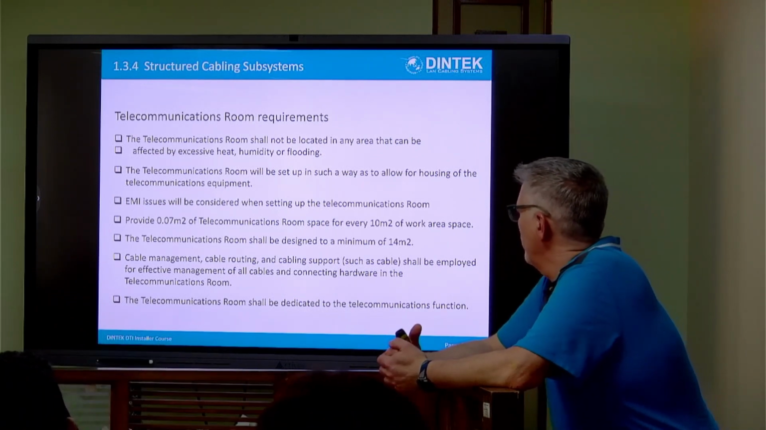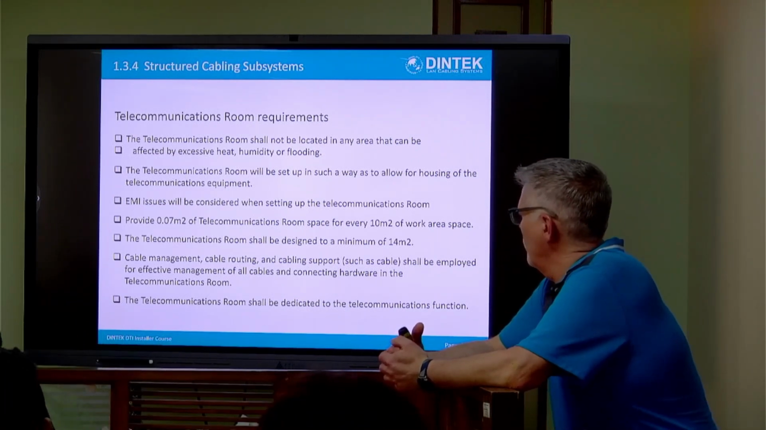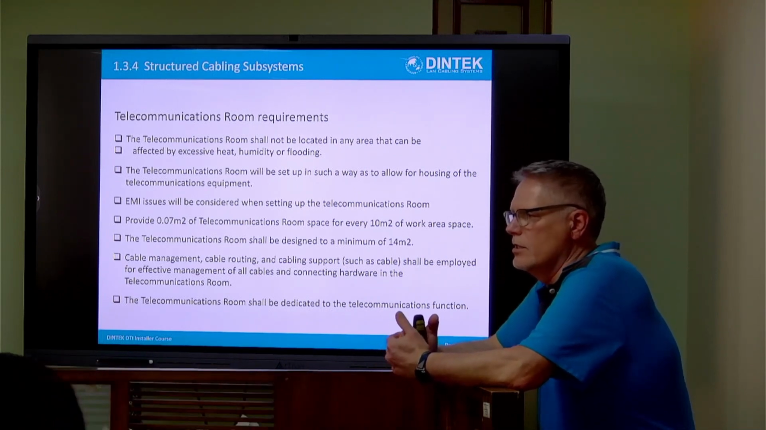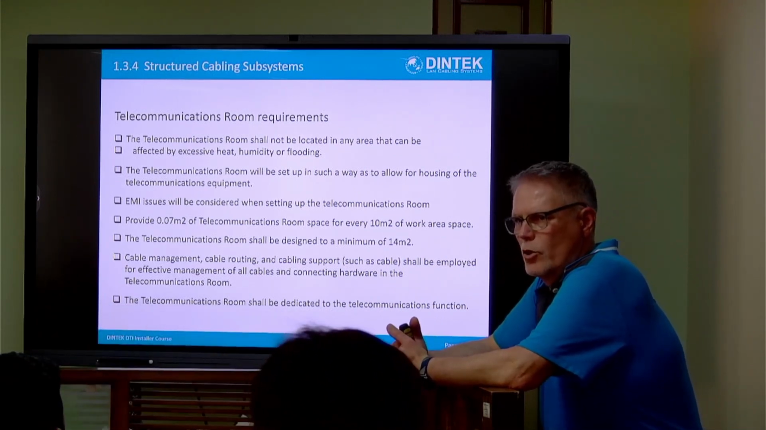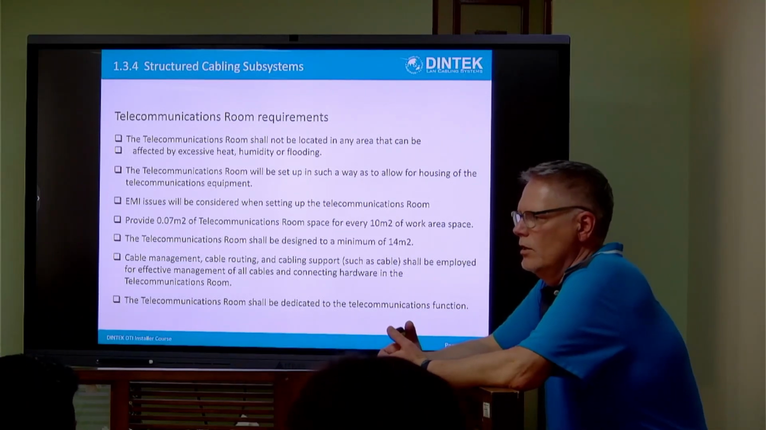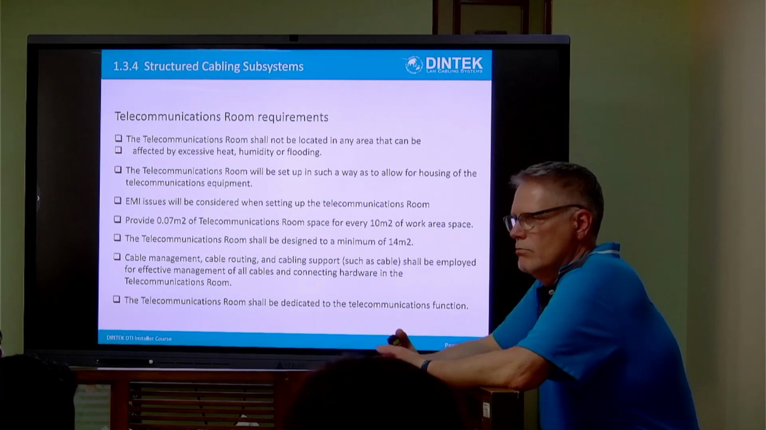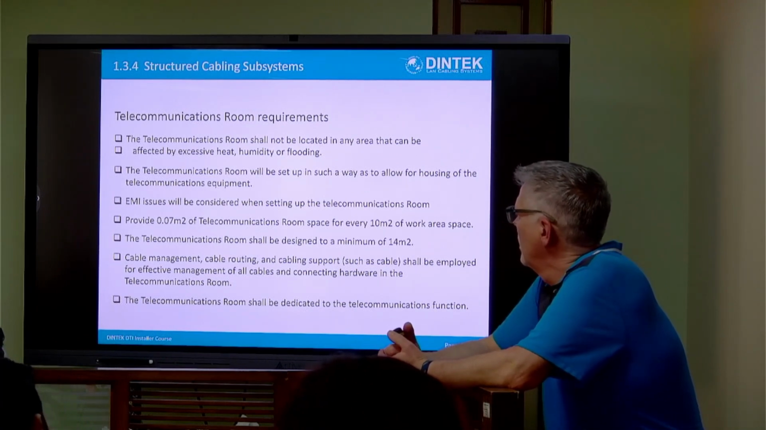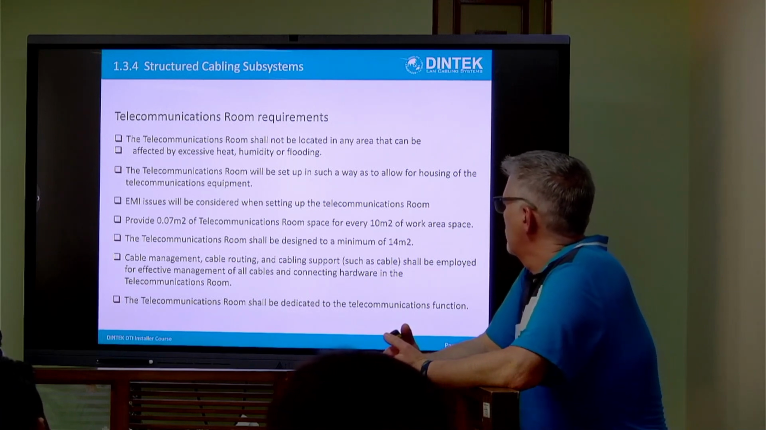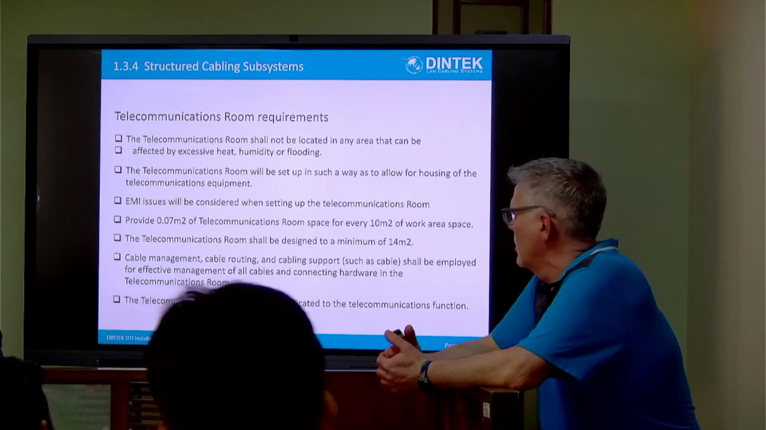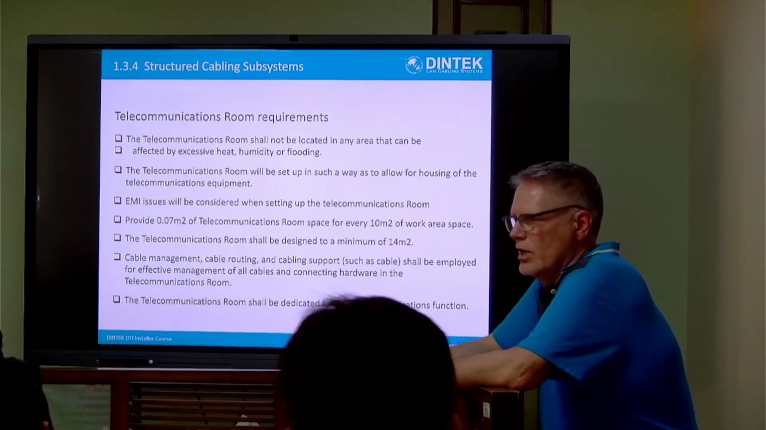Telecommunications rooms should not be located in any area that could be affected by excessive heat, humidity, or flooding. That makes perfect sense, because those rooms are likely going to have patch panels and connections and electrical equipment, switches, routers, wireless access points. Should be set up in such a way to allow the housing of the telecommunications equipment. So there should be enough space to have a cabinet.